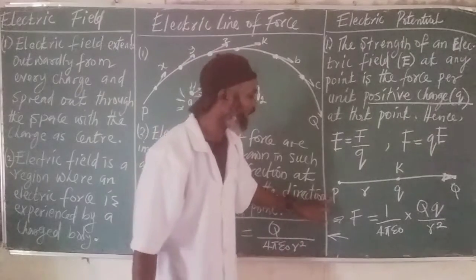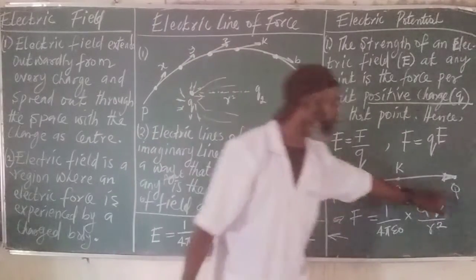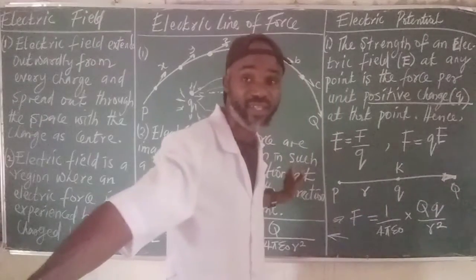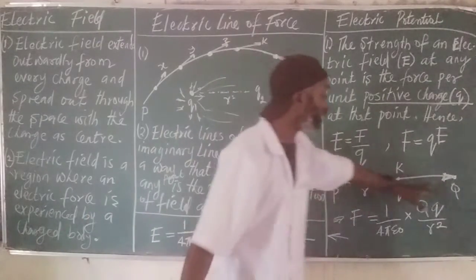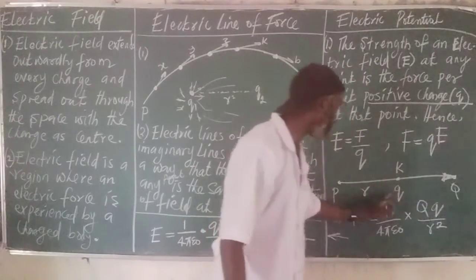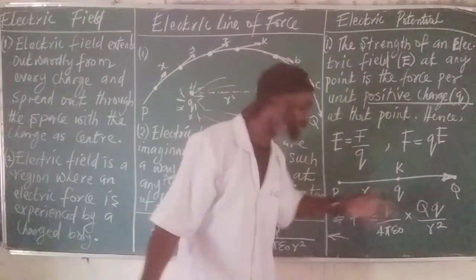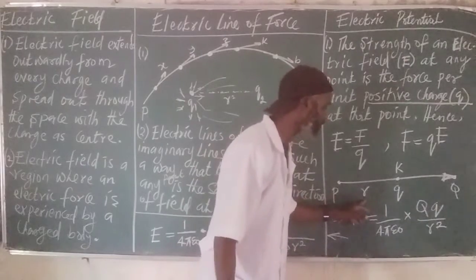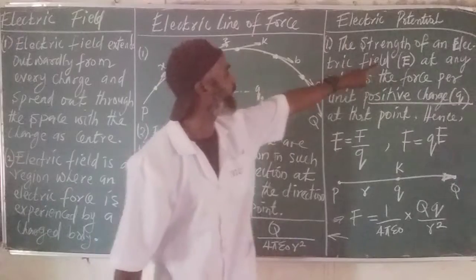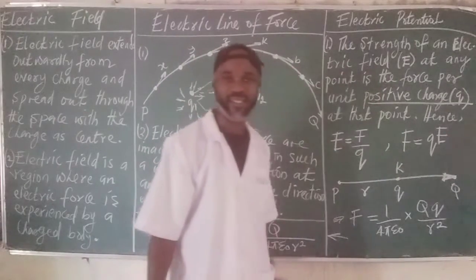Now, what do we mean by this? We have a line P and Q. P and Q represent some amount of distance. At the end, there is a charge. In between, there is a positive charge. Let's see what happens. Now we want to find the electric field strength at this point.